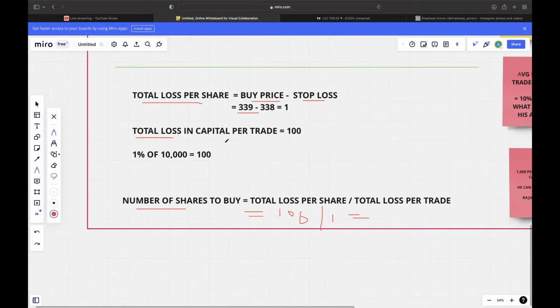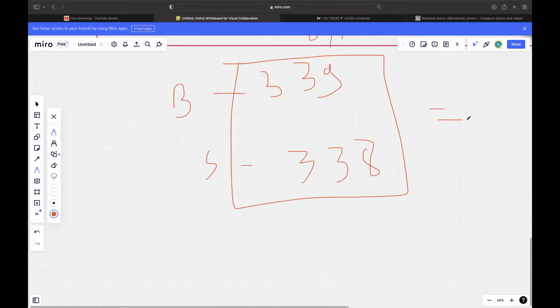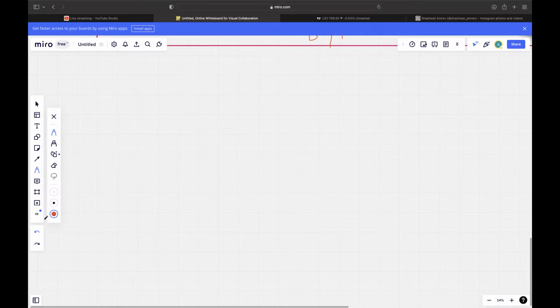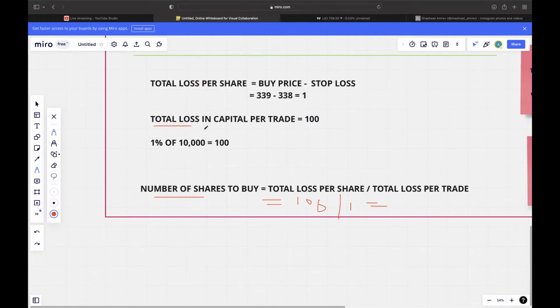This is the formula. So in easy words, you are buying at 339. Stop loss is at 338. Calculate how much your stop loss is. I calculate this is 1 rupee. Now I know my loss per share. Even if I lose, my per share loss will be 1 rupee by this formula.